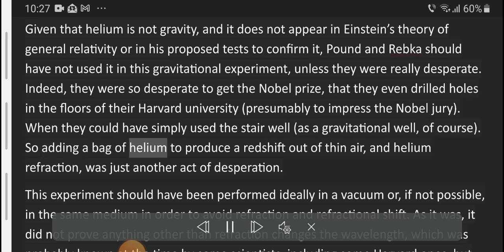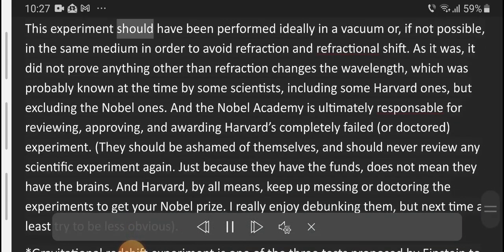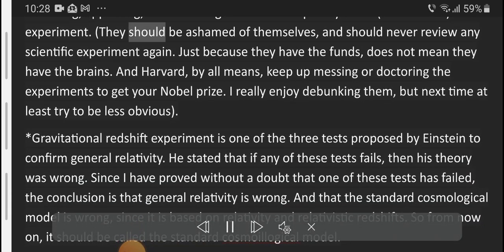So adding a bag of helium to produce a redshift out of thin air, and helium refraction, was just another act of desperation. This experiment should have been performed ideally in a vacuum or, if not possible, in the same medium in order to avoid refraction and refractional shift. As it was, it did not prove anything other than refraction changes the wavelength, which was probably known at the time by some scientists, including some Harvard ones, but excluding the Nobel ones. And the Nobel Academy is ultimately responsible for reviewing, approving, and awarding Harvard's completely failed, or doctored, experiment. They should be ashamed.